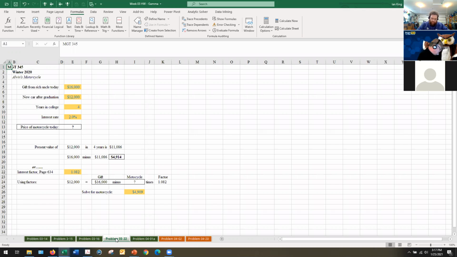So if he earns 2% on a savings account, he wants to have $12,000 in 4 years. How much can he have now? Because he wants that motorcycle. How much can you spend today? So there are different ways you can set this up. Gift from rich uncle, new car at the graduation, 4 years of savings at 2%. That's a more likely interest rate nowadays. So what can you pay today?